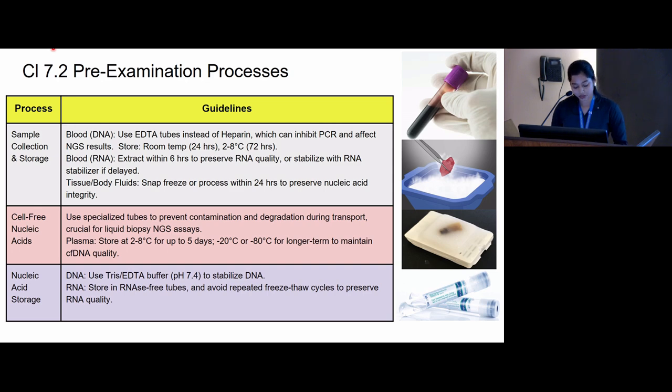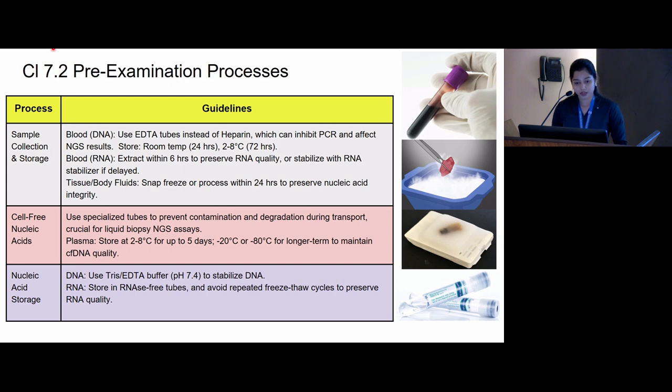For RNA extraction, it is crucial to perform the extraction within 6 hours to maintain the RNA quality for RNA sequencing. And if the extraction is delayed, it is recommended to stabilize the RNA immediately. As for records, in our lab, we aim to extract the RNA within 24 hours to maintain the maximum quality. For tissues and body fluids, snap freezing or immediate processing within 24 hours is necessary to preserve the nucleic acid integrity, which is critical for the NGS library preparation.